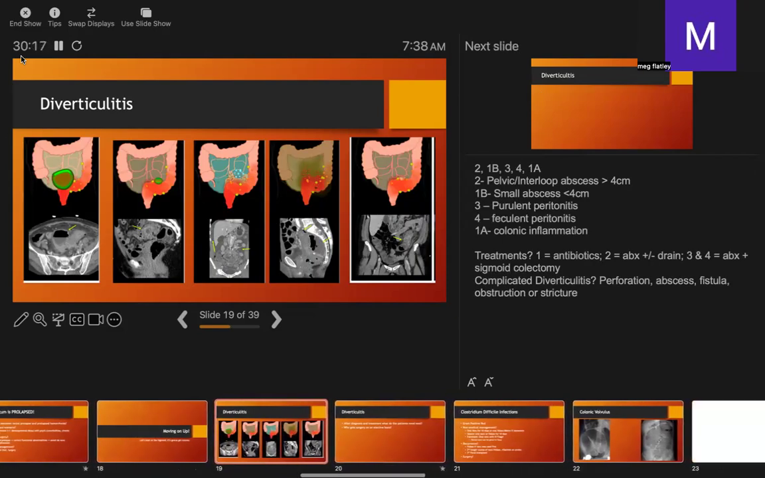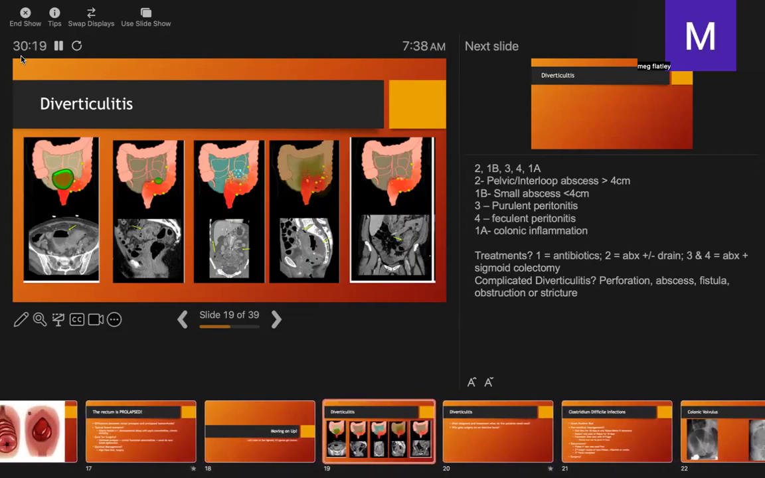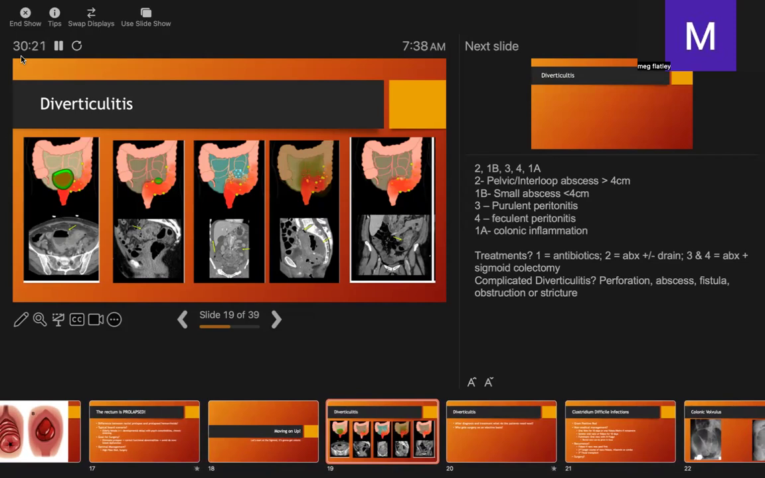So what are our treatments? What's the treatment for Hinchey 1, 1A, 1B? Yeah, antibiotics and bowel rest. If the patient in the stem comes in and they are tolerating eating and drinking, they just have a lot of pain, yeah, home with oral antibiotics. That's appropriate treatment. If the patient comes in and they're nauseous or vomiting, they're not keeping anything down.